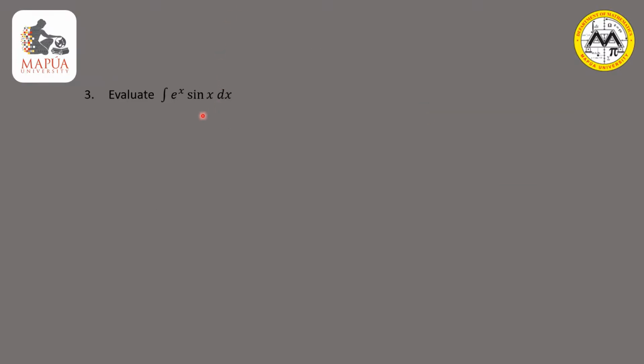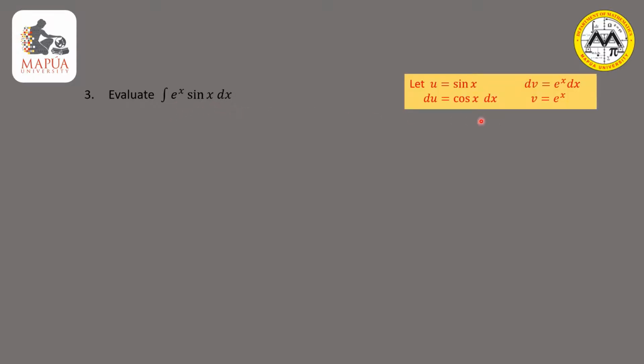For our third example, let us evaluate the integral of e to the x sine of x dx. Again, using LIATE as basis for assigning what our u function is, then u would be assigned with sine x, dv would be e to the x dx, and as such, we come up with du given by cosine of x dx and v equal to e to the x. So if we are going to substitute this in the formula for integration by parts, then the integral of e to the x sine of x dx would just be equal to e to the x sine x, this is your uv product, minus the integral of v du, or the integral of e to the x cosine of x dx.